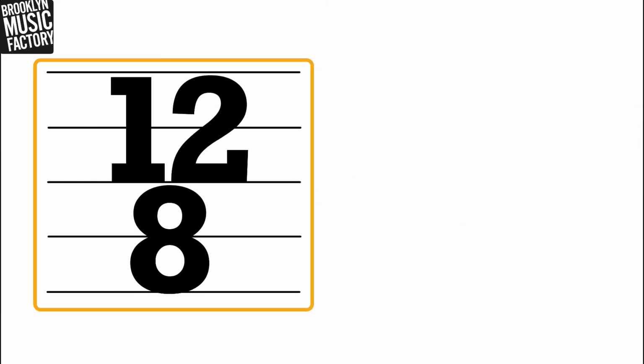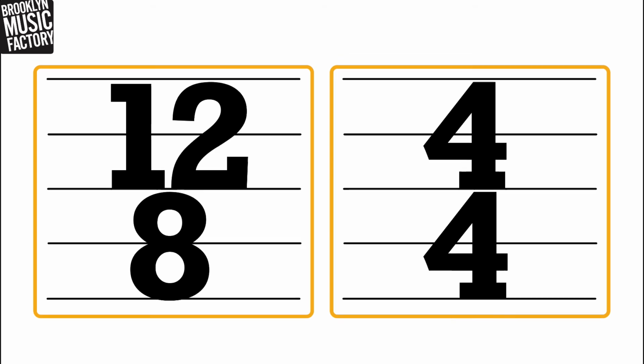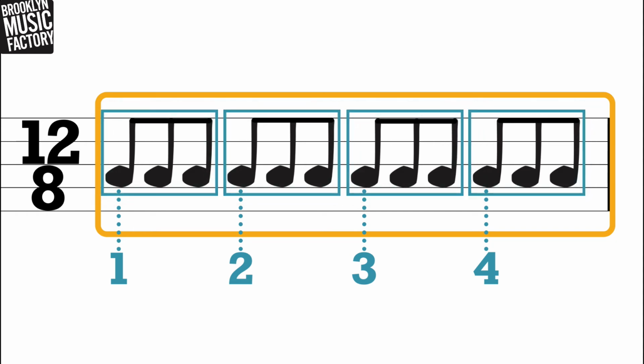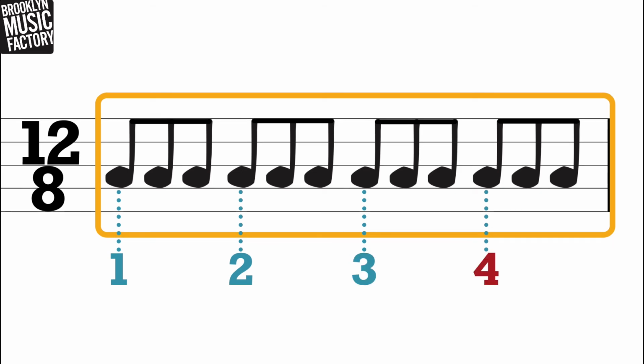12/8 is closely related to 4/4 time. You can hear a pulse and count to 4 in 12/8. The difference is that each beat is divided into 3 equal beats. One way to count 12/8 is 1 and a 2 and a 3 and a 4 and a.